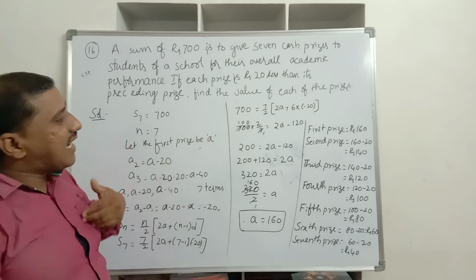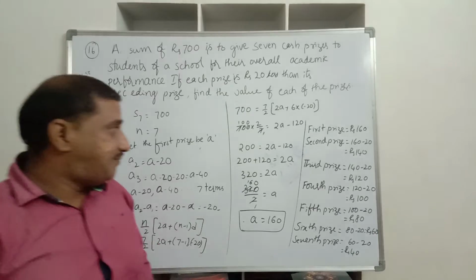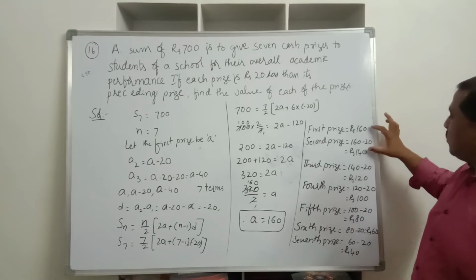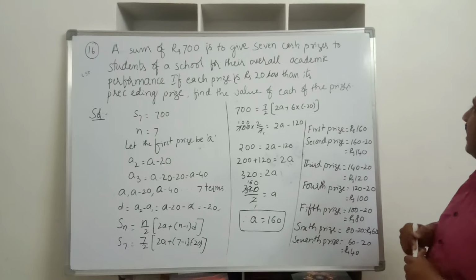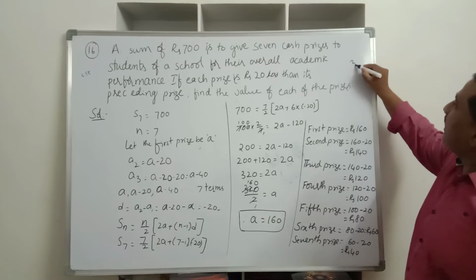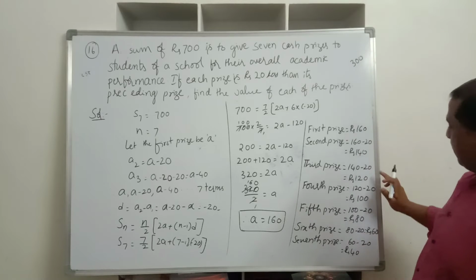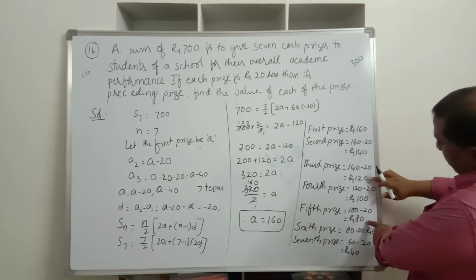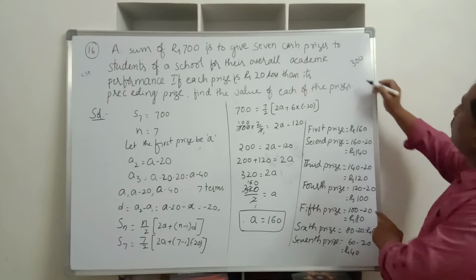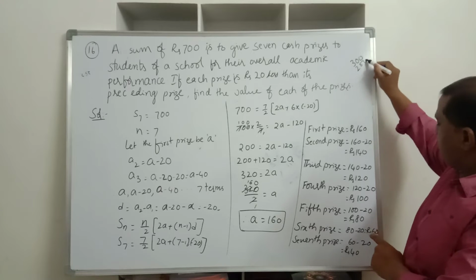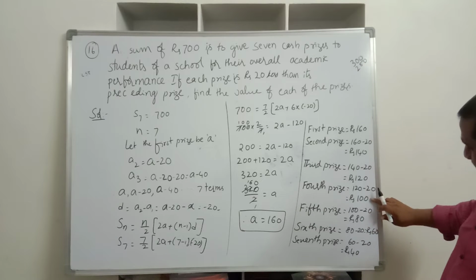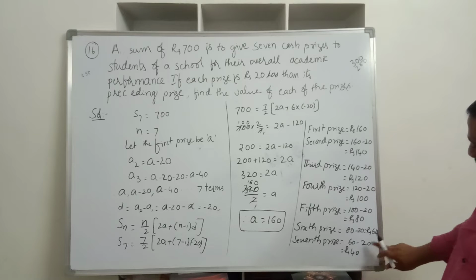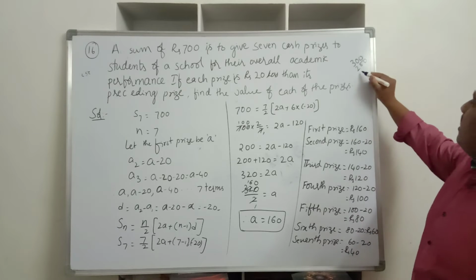If you want, we can check it by adding. 160 plus 140, the first price and second price, is 300. Then 120 plus 80 is 200. Then the fourth price is 100. Then 40 plus 60 is 100. 100 plus 100 is again 200.